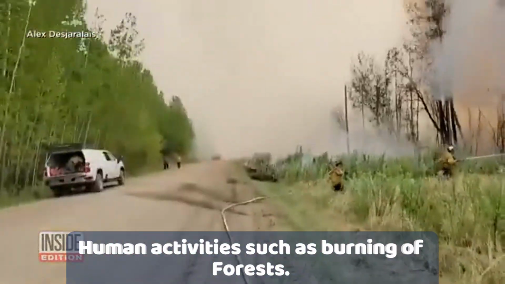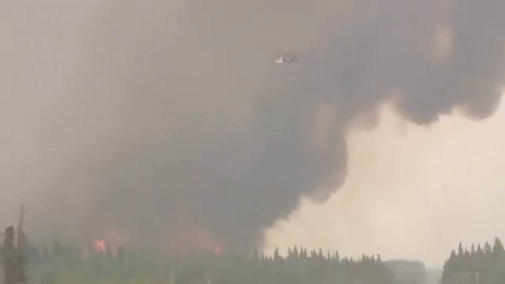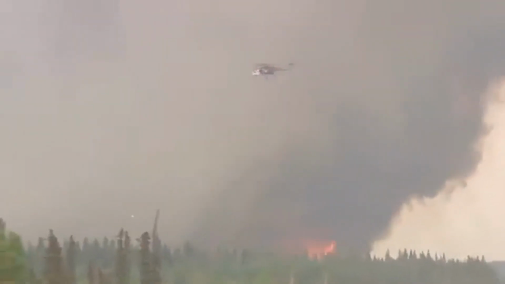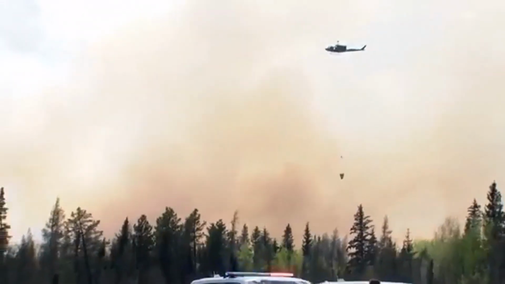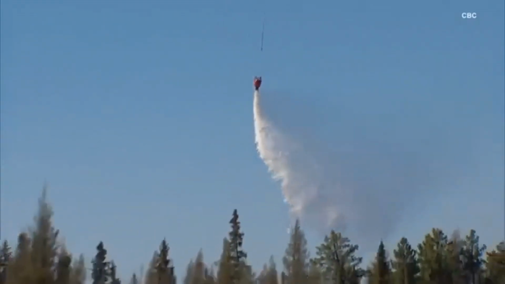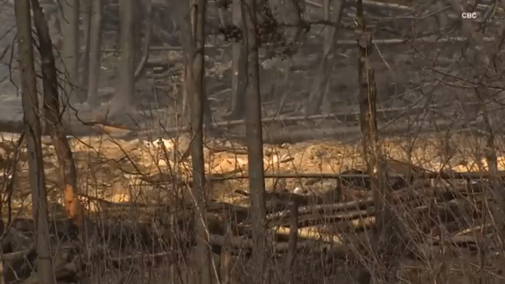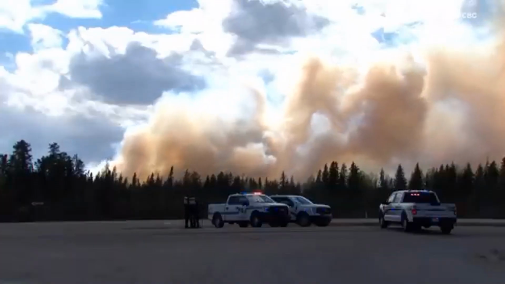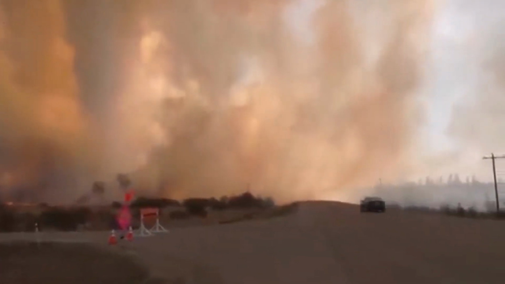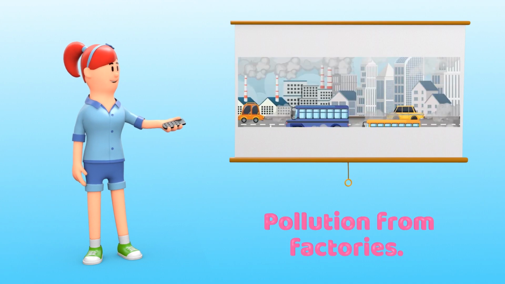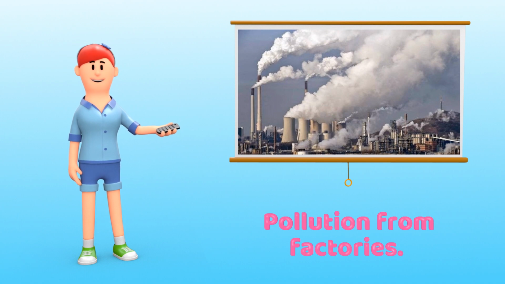Let us see the sources of air pollution. Human activities such as burning of forests may cause air pollution. This is because the burning of forests can have significant effects on air quality. When forests burn, they release a large amount of smoke, particulate matter, and various gases into the air. The specific pollutants released depend on the type of vegetation burning and the combustion condition. Also, burning forests release carbon dioxide and other greenhouse gases. Apart from this, air pollution can be caused by smoke from industries, factories, and motor vehicles.